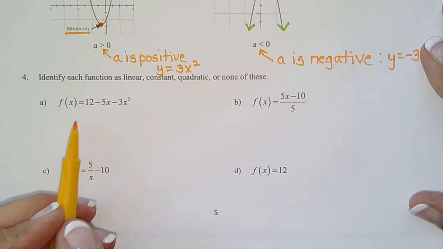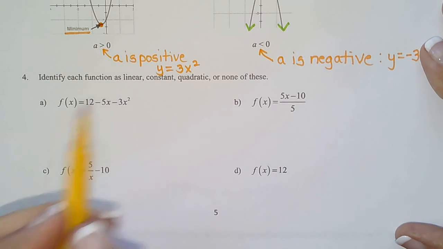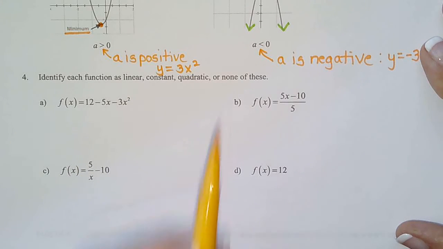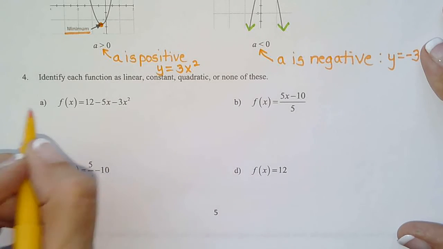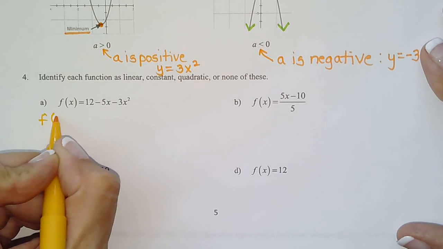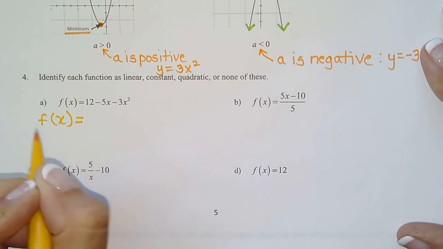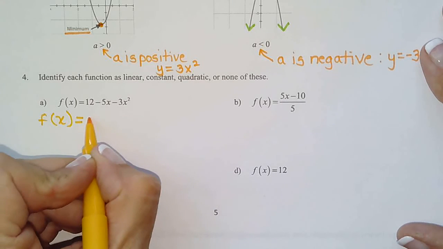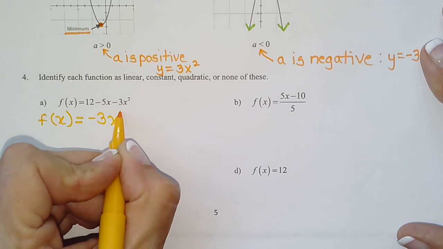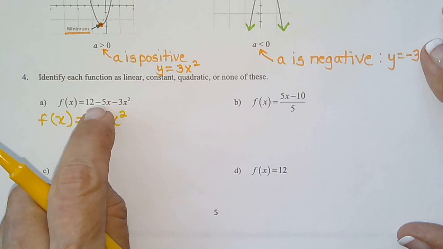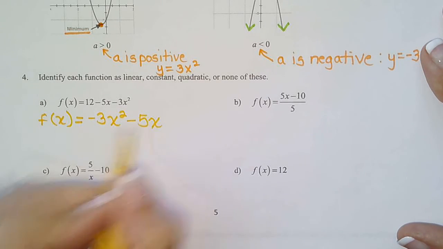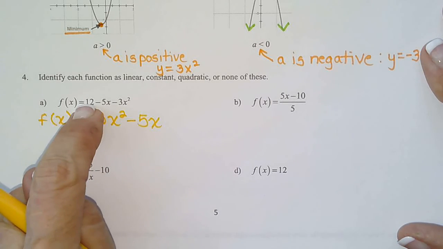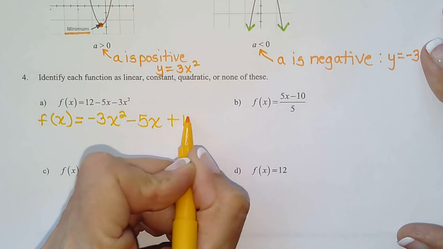Okay, so A, the first thing I look at, because in order to know which of these it is, I have to look at the highest power. I see the highest power is x squared. So I don't know if you all know this, but at any time you can rearrange the terms. So you can make this negative 3x squared, keep the signs with it. This would be a negative 5x. So whatever sign's in front of it travels with it when you rearrange it. And that 12 doesn't have a sign, so it's positive 12.